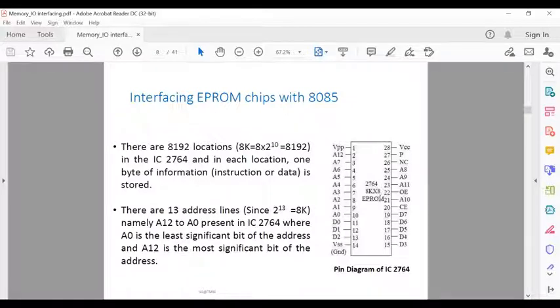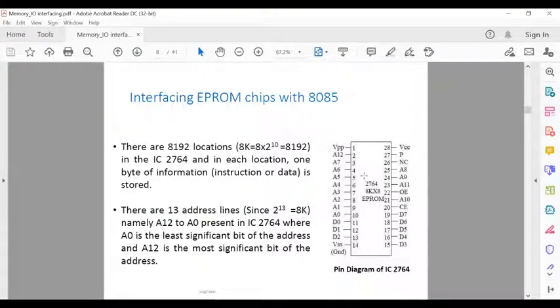What is the maximum number of bits? 8 bits. So a maximum of 8 bits of data can be stored in each memory location. The first 8K represents the size of that device, and the second 8 represents the data bit size which will be stored inside each memory location. So this is 8K cross 8.